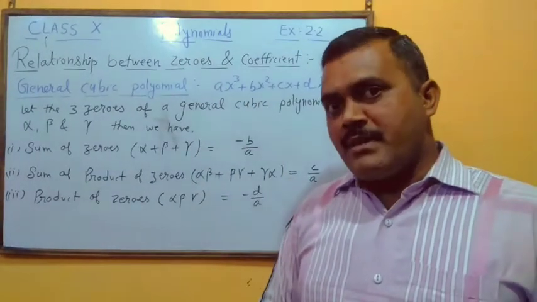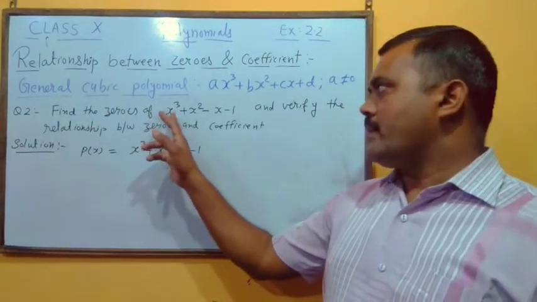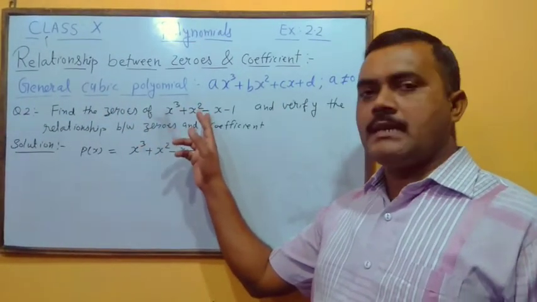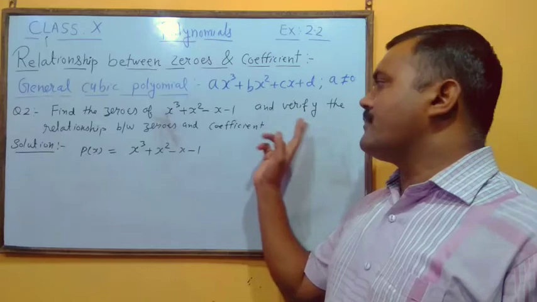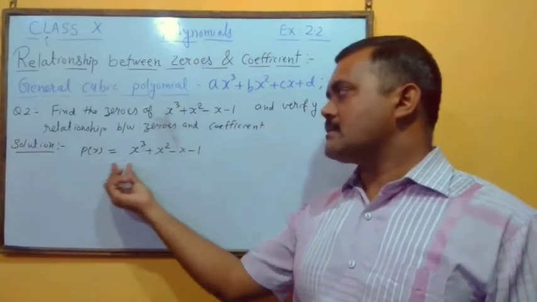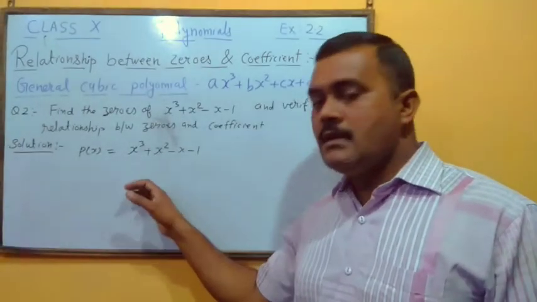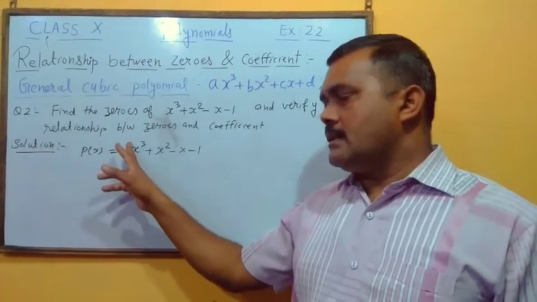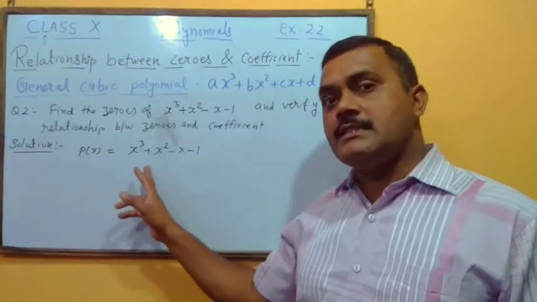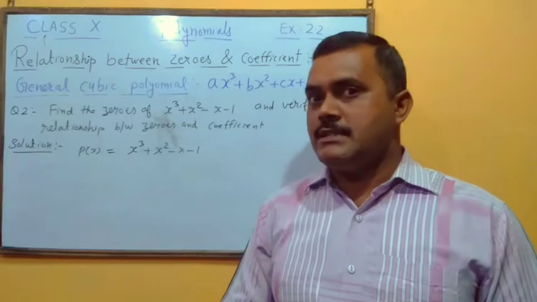Now we will take an example to make it clear. Now we have a question. Find the zeros of x cube plus x square minus x minus 1 and verify the relationship between zeros and coefficient. So let p(x) is equal to x cube plus x square minus x minus 1. The degree is 3, so it will have three zeros, alpha, beta and gamma, because we have discussed just now a cubic polynomial has three zeros.